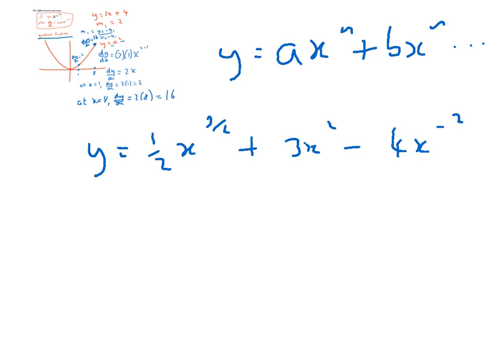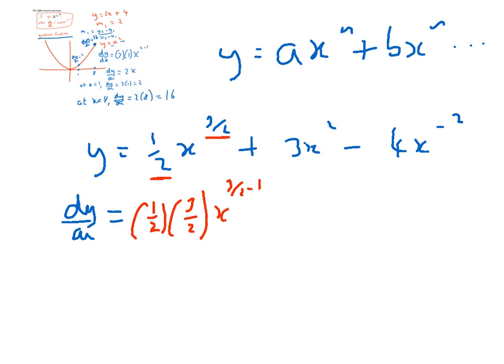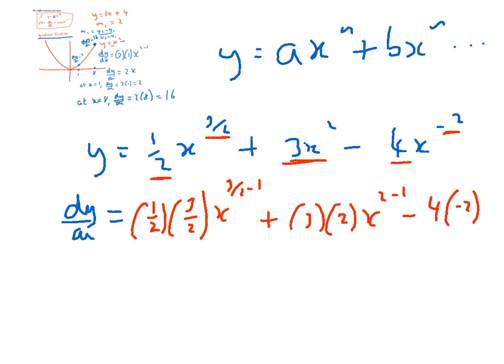So, y equals this, so therefore dy over dx equals here, if I take it term by term, a is 1 over 2, and n is 3 over 2, so I have a half times 3 over 2 x to the 3 over 2 minus 1 in the power, and let's do this one, plus 3 times the n comes down, 2, x to the power of 2 minus 1, minus 4 is a, times our n, minus 2, x to the power of minus 2 minus 1.